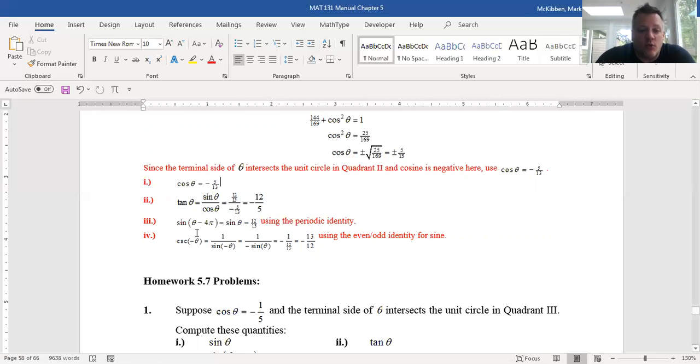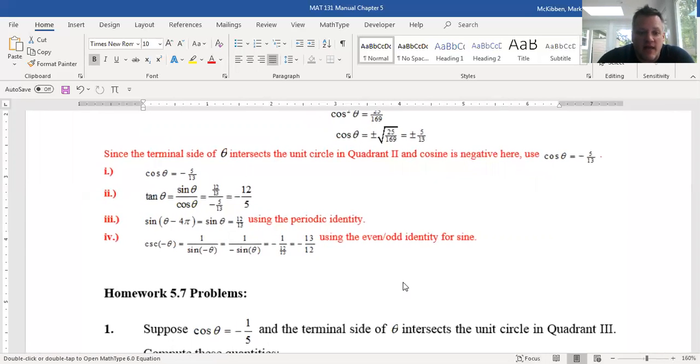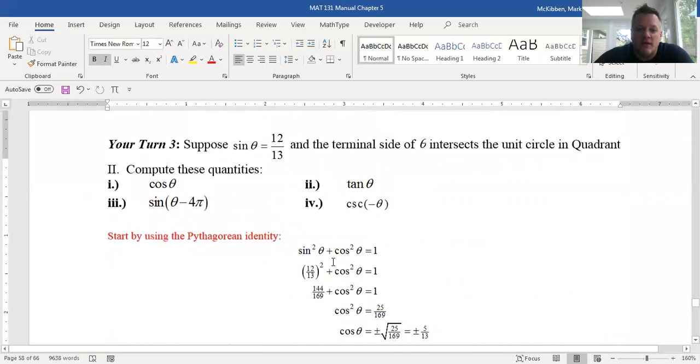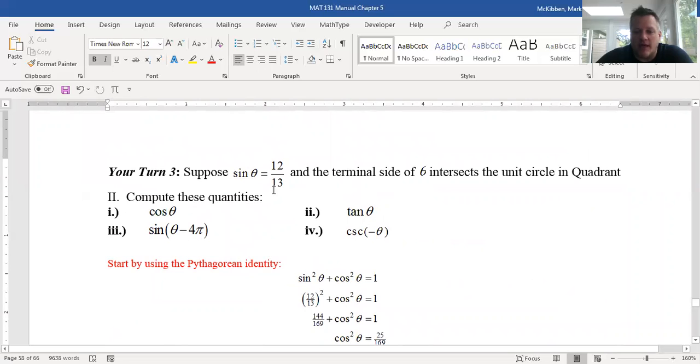And then for the last one here, for cosecant of negative theta, by definition, cosecant of negative theta is 1 over sine of negative theta. But remember, sine's an odd function. And so sine of negative theta is negative sine theta. But I know what sine of theta is. That's 12/13. And so this value is negative 1 over 12/13, which you just take the reciprocal to get minus 13 over 12.